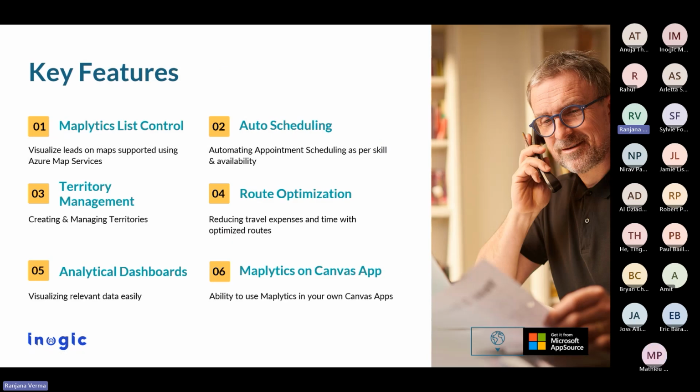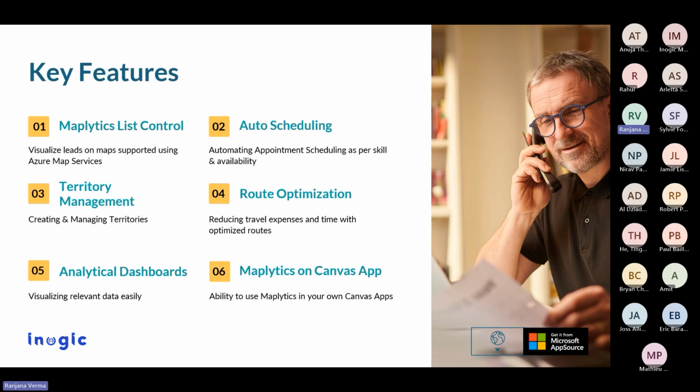So the first part is Maplytics list control. It is nothing but we have introduced Azure Map with us. Okay. So a lot of our clients were asking, do we have Azure Map? So the wait is over. We do have it, and it is very beautiful. I would be taking you through that, right? So Azure Map is there.